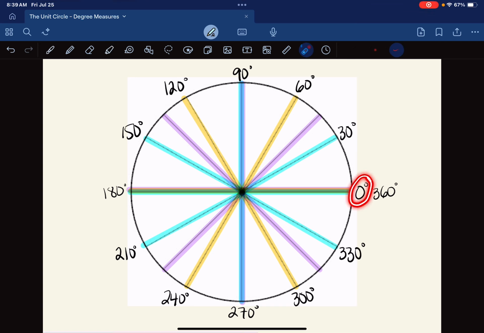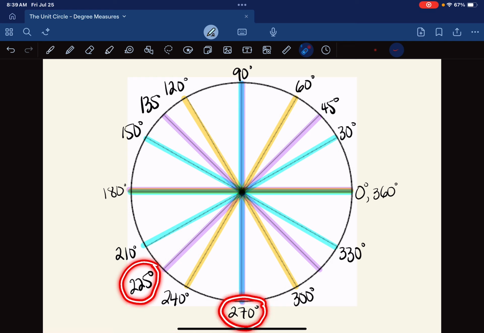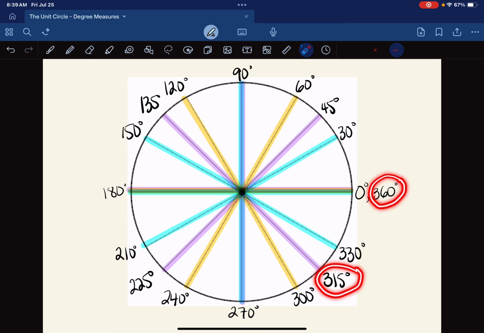So we start at 0, we add 45 degrees, and we end up here. We add another 45 and we get 90. We add another 45 and we end up with 135 degrees right here. Add another 45 and we get 180. Add another 45 and we get 225 degrees. Start with 225 and add another 45 and we end up at 270. Add another 45 and we end up at 315. So there's 315 degrees. So we take this 315 and add another 45 and we end up at 360 degrees.